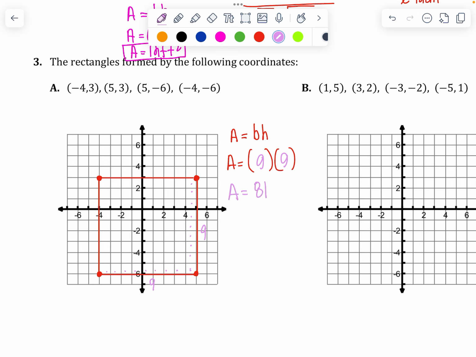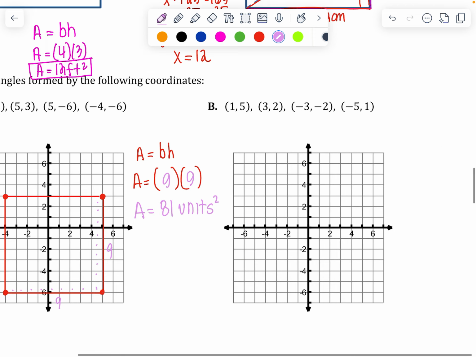And then these aren't inches, these aren't centimeters. We don't know what they are, so we call them units. So we're going to say 81 units squared. All right, let's try another one.